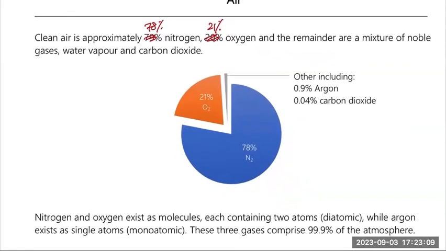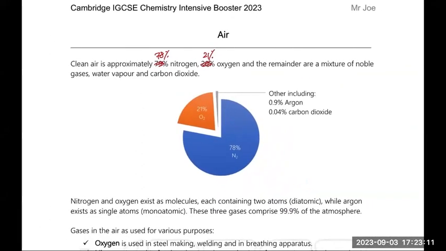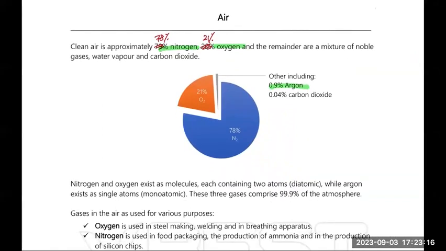But if you combine the total of nitrogen, oxygen, and argon, the total will be 99% of your non-polluted air. I repeat, nitrogen plus oxygen plus argon together contribute the majority of your non-polluted air. That's why these three are the most common. Then the remaining 0.1% is the extra stuff, which will be your carbon dioxide, your water, all these things.